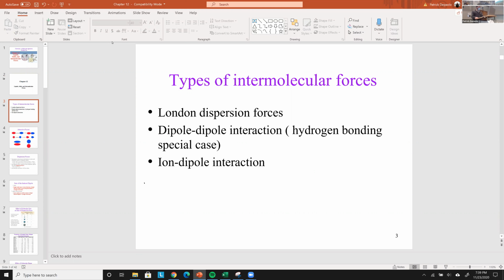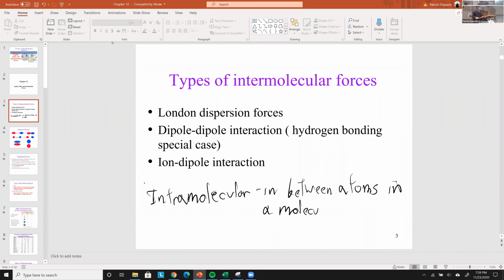So intramolecular means in between atoms in a molecule. So we've done that already with covalent bonds. We know everything about them. Ionic bonds, we know everything about them.